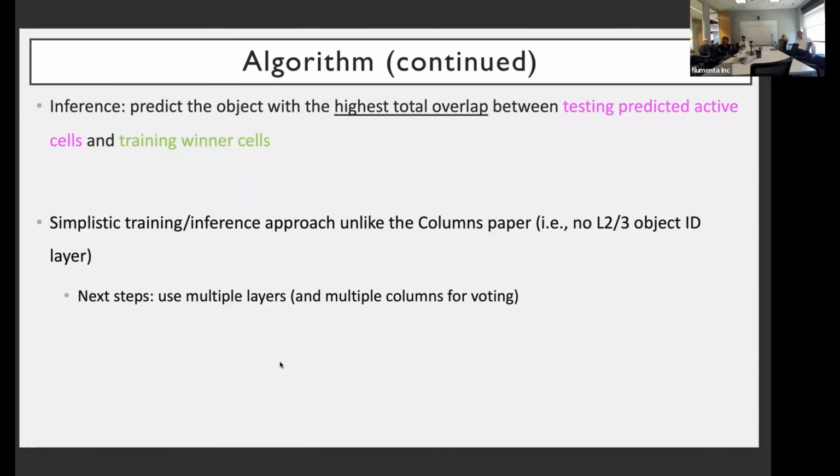So inference is just predicting the object with the highest total overlap between what I collected during testing and what I collected during training. It's a very simplistic approach, unlike the Collins paper, which has that explicit object ID layer. The next steps would obviously be to use multiple layers and possibly multiple cortical columns for voting. Or maybe, as was just suggested, we might want to really address the continuous representation problem as well.